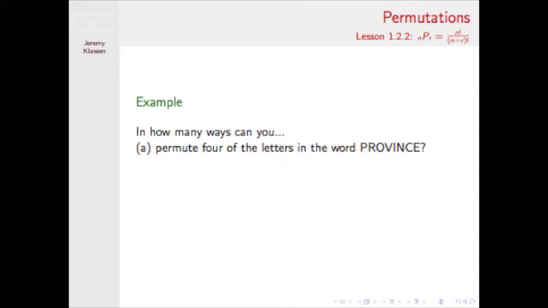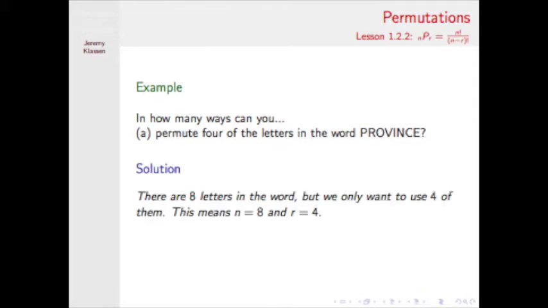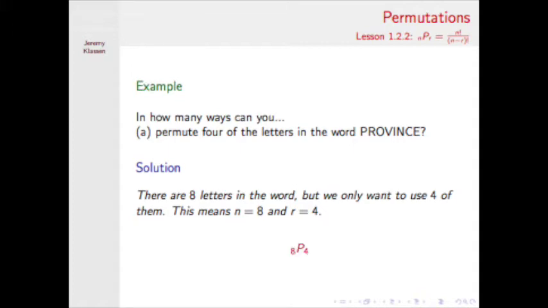How many ways can we permute just 4 of the letters in the word province? Now, the first thing we need to do, if we're going to use the permutation notation, is identify the variables. There are 8 letters in the word province, and so n is equal to 8. But we're only going to look at how to permute 4 of them, so r will equal 4. So we'll write this as 8 permute 4, or some people say 8 pick 4.